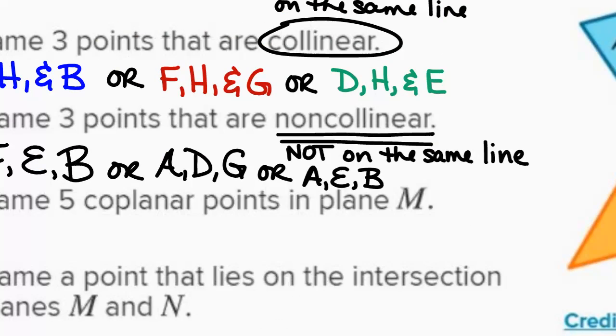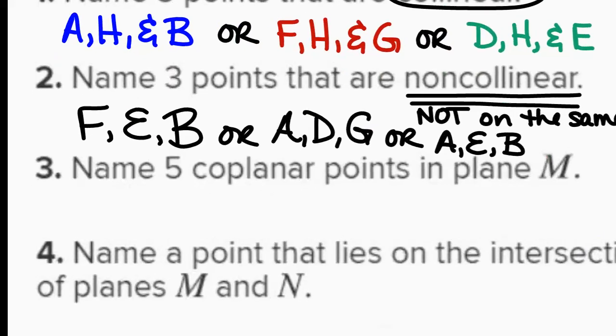There's an infinite number, almost. It's not infinite exactly, but there's a lot of possible answers you could have here. You could have said A, F, and B. You could have had A, F, and G, A, G, and H. You want something that's making a triangle shape as you look at those points. It should not have a drawn line going through all 3 of those.